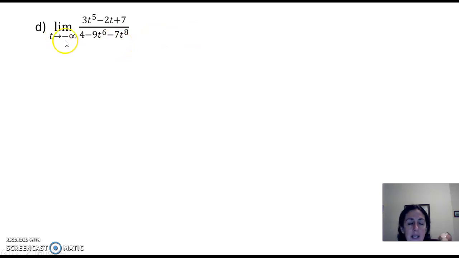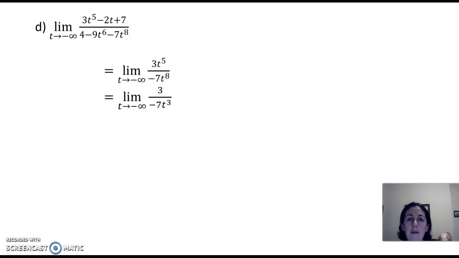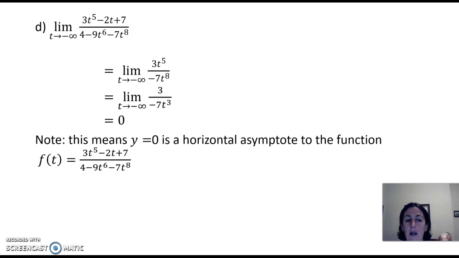Let's look at the limit as t approaches negative infinity of this function right here. The variable itself doesn't matter. I know we've been working with x's, but it can be t. So we'll take the highest power of the t term from the top, the highest power of the t term in the bottom, and make our new limit. The limit as t approaches negative infinity will reduce this. The t to the fifth and the t to the eighth will reduce to a t to the third in the bottom. Again, we're left with a variable in the denominator, so that means that our limit is going to be 0. This will also mean that y equals 0 is a horizontal asymptote of this rational function of t right here.